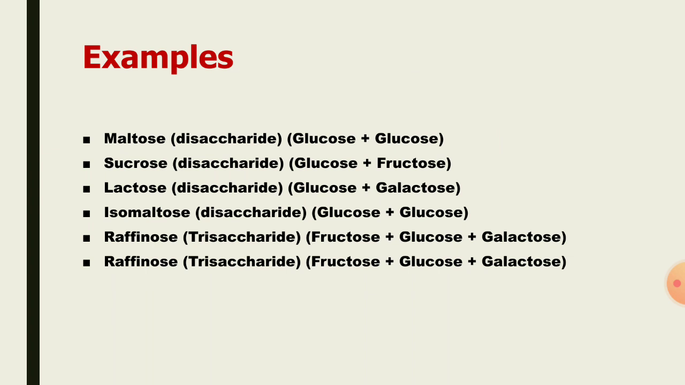Examples of oligosaccharides: maltose is a disaccharide which is glucose plus glucose. Sucrose contains glucose plus fructose. Lactose contains glucose plus galactose. Isomaltose contains glucose plus glucose. Raffinose is a trisaccharide which contains fructose, glucose, and galactose.